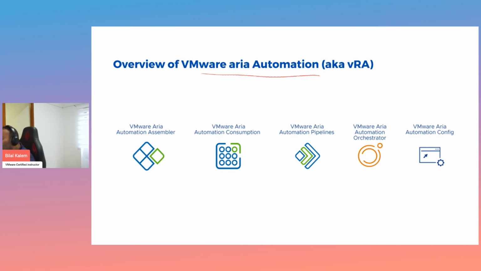In Aria Automation, we have different products. As you can see here, we have the Automation Assembler. We have also Consumption. Let's start with the Assembler. This is where you will design your blueprint to deploy VMs in Aria Automation. We also have Pipeline. This is what we will use today. Pipeline can help you to automate and orchestrate a process from code to deployment.